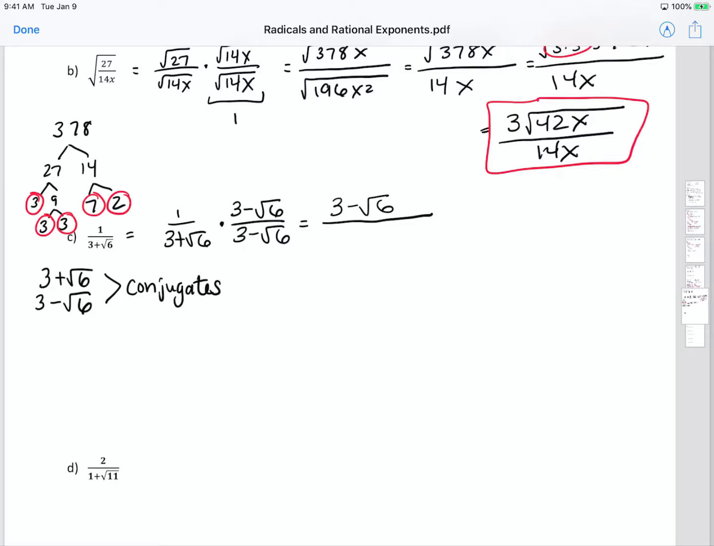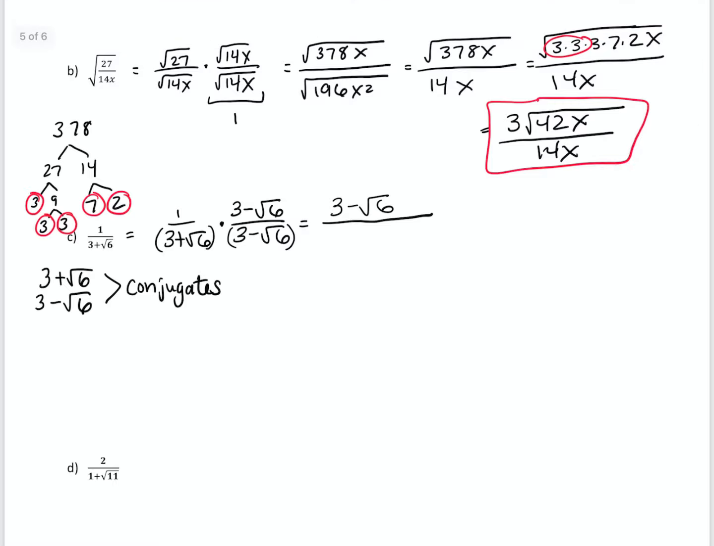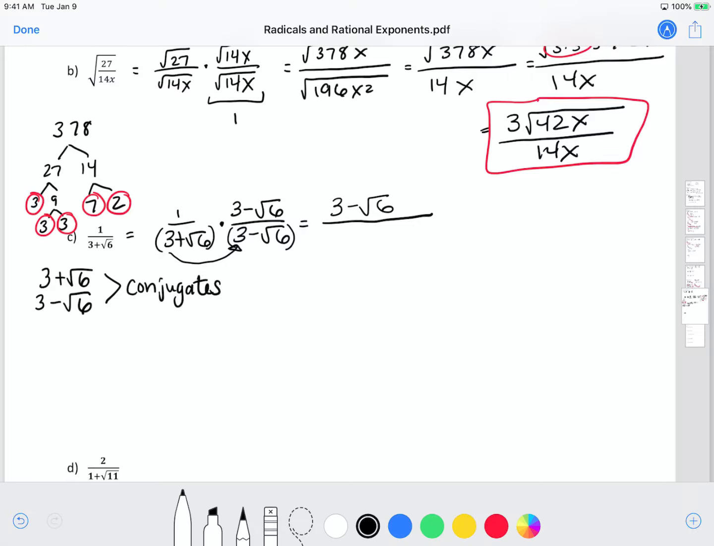In the denominator, however, we have to remember that we have multiple terms, so we're going to have to distribute more than once. I'm going to take 3 times 3, and I get 9. Then I take 3 times negative square root of 6, which is negative 3 square root of 6. I cannot write 3 times the square root of 6 as the square root of 18, because the 3 is on the outside of the square root and the 6 is on the inside, and you can't mix insides and outsides. If you have something on the outside, it stays on the outside.